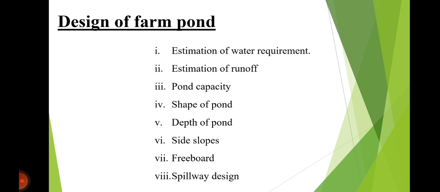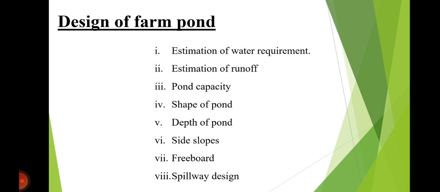The design of embankment: first we move on to the top width. Usually it has a constant value, T is equal to 1.0 to 3.0 meters. The height of the bund is estimated as H is equal to D plus F, where D is equal to the water depth and F is equal to freeboard.